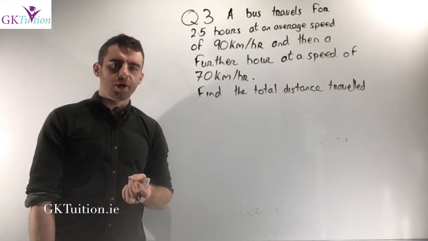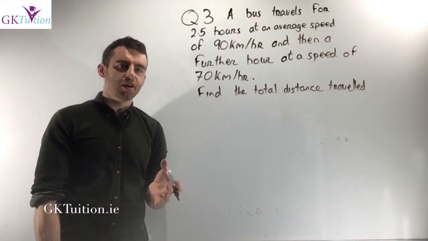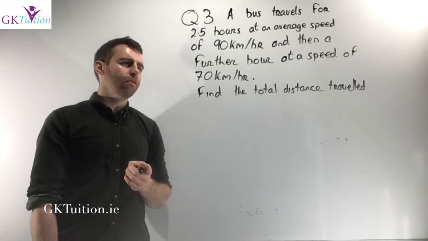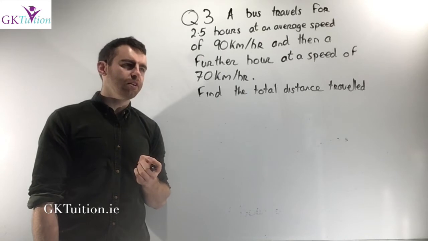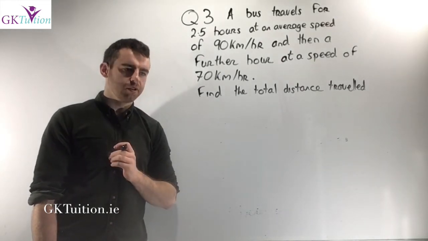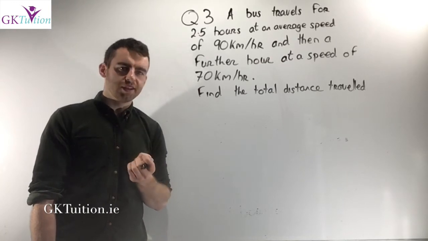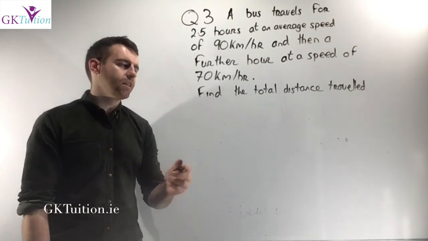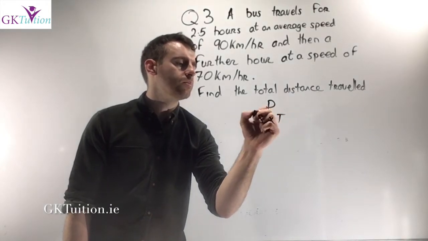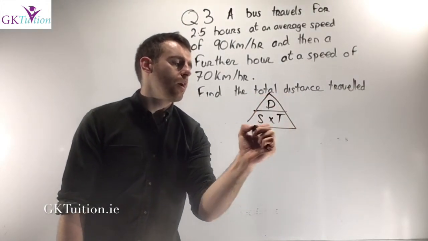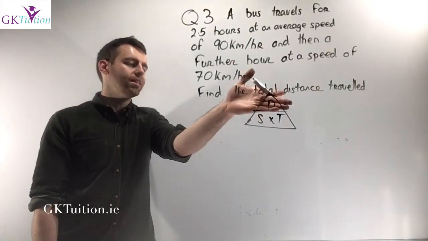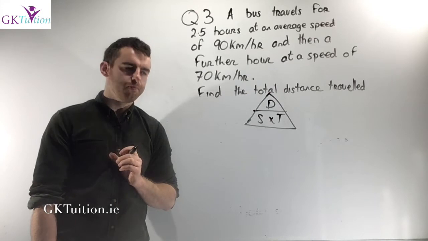Okay, if we have a look at question 3, this is the way the questions are likely to come up in an exam. In question 3, it says a bus travels for 2.5 hours at an average speed of 90 kilometers per hour, and then a further hour at a speed of 70 kilometers per hour. We're asked to find the total distance travelled. This is a classic case where we need to use our distance, speed, time triangle. And we've been asked to find the distance. According to this triangle, to get distance, it's speed multiplied by time.